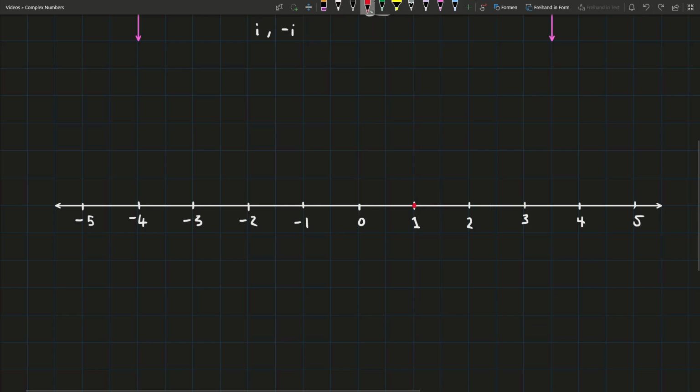It doesn't say anything about that. We're just jumping forwards or backwards. If we add 2, we'd go 1, 2. Or if we subtracted 2, we'd just go the other way. So addition and subtraction aren't very helpful, but what about multiplication?